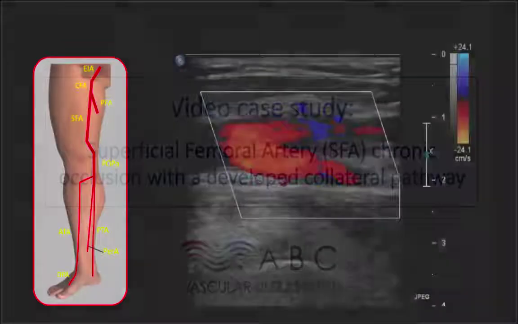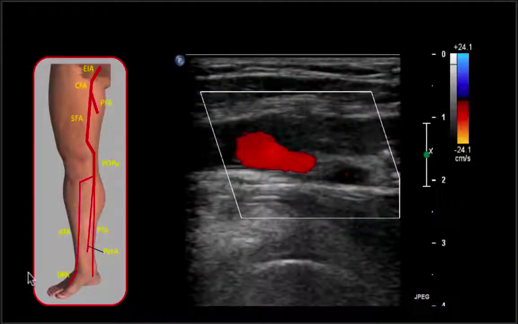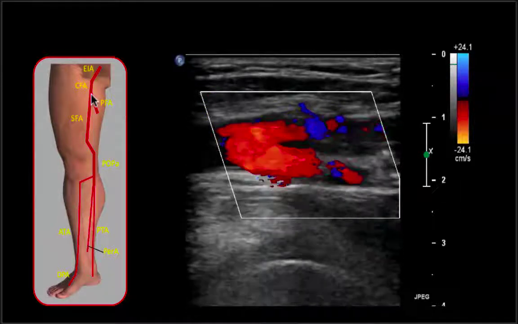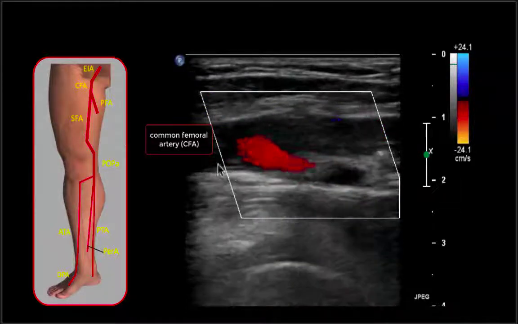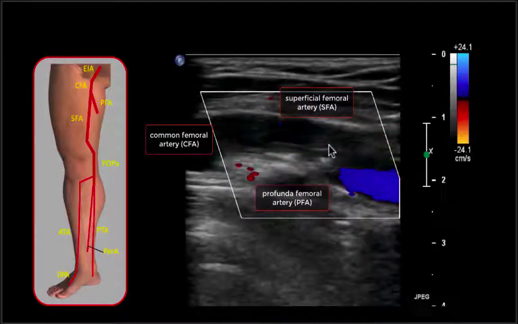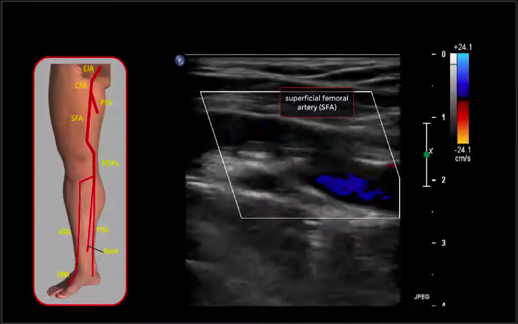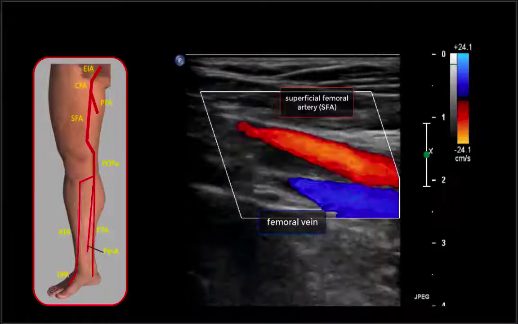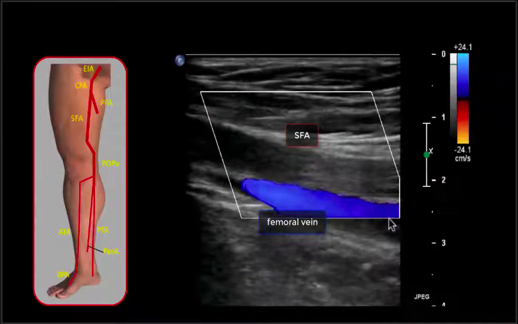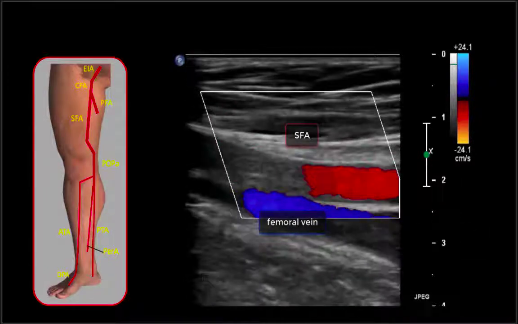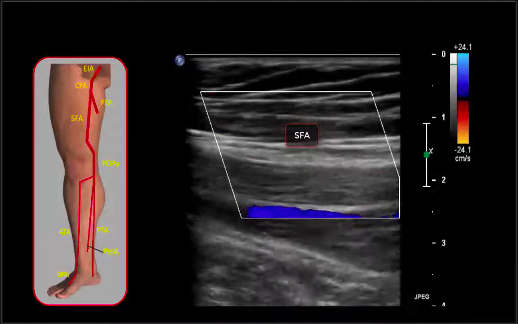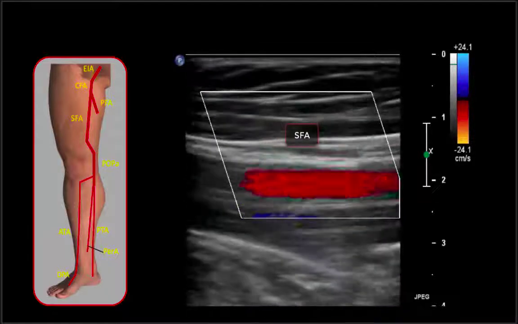We start the assessment using color flow imaging at the level of the common femoral artery using a longitudinal view. We can see here the common femoral artery dividing into the profunda femoral artery and superficial femoral artery. We focus the attention on the superficial femoral artery. As an anatomical landmark, we have the superficial femoral vein underneath the superficial femoral artery. We can see that there is a normal appearance of color flow of the superficial femoral artery.